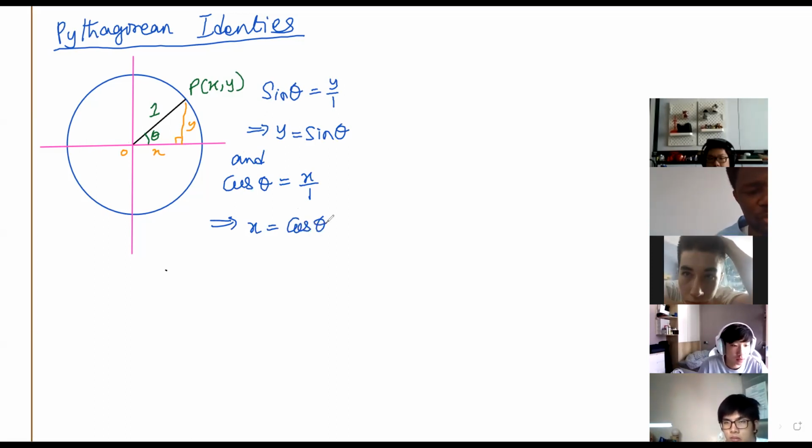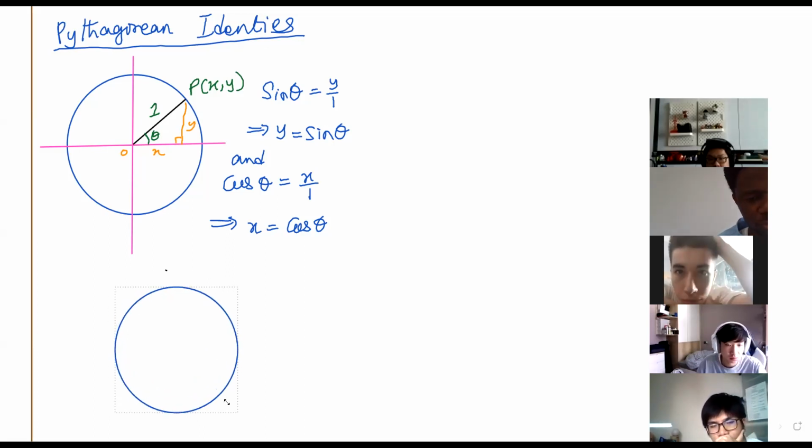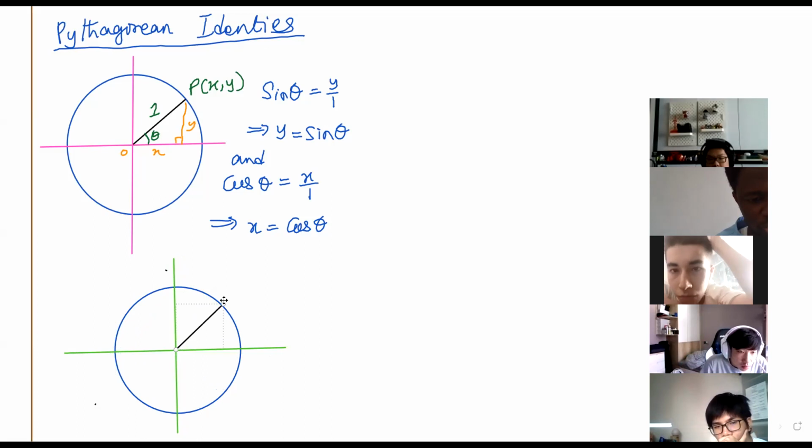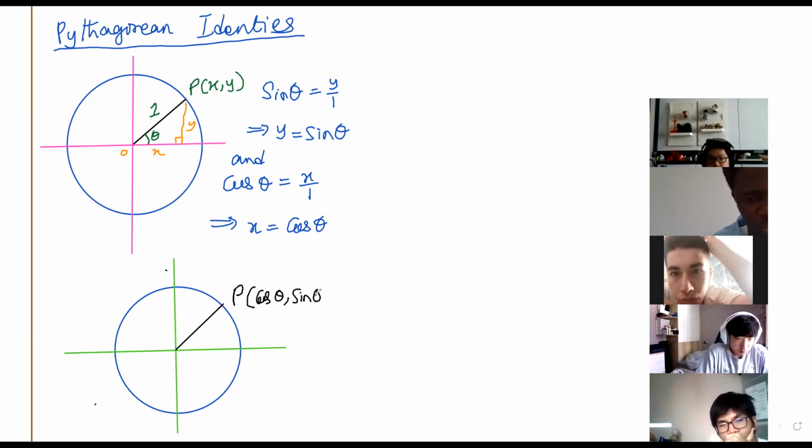In some textbooks, you might see this picture. In case you are wondering how, this is how. You might see the point P, and the label of the point P will go like this: P into brackets, cos theta, comma, sine theta. This is Y.